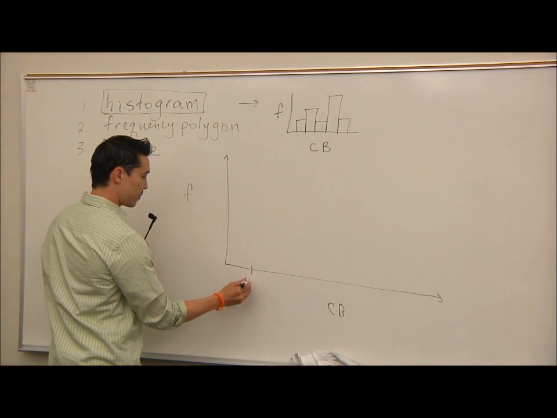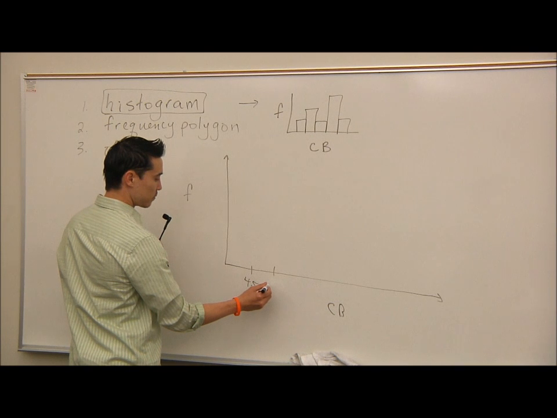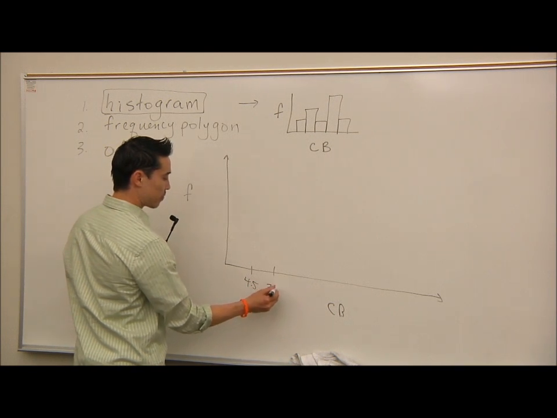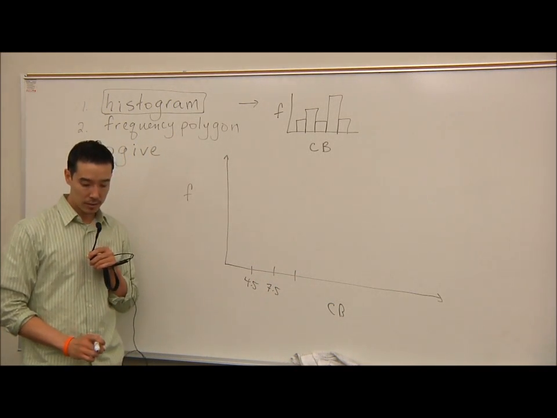So I'm going to label 4.5. What's the next one? 7.5. 7.5, right? Everybody with me? So label those down on your class boundaries.